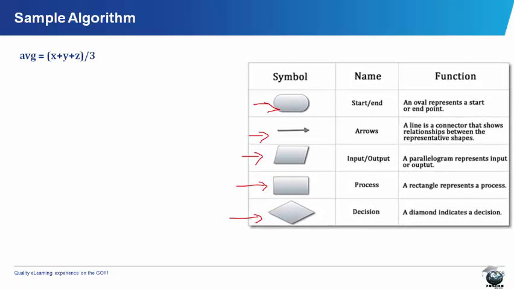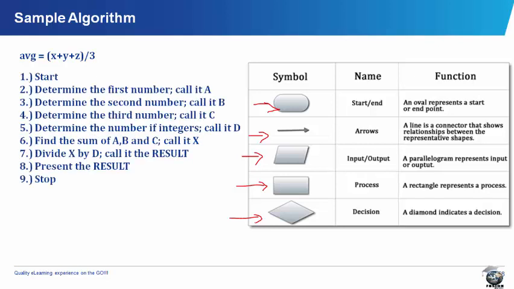For example, let's say that we want to check if AVG is equals to x plus y plus z all divided by 3. How do we do this? As we are writing down the algorithm, we are going to start with this. Start, and then we'll determine the first number. We give it a name, A. Secondly, we determine the second number. We can call it B. After that, we determine the third number. We call it C. We also determine the number of integers and call it D.